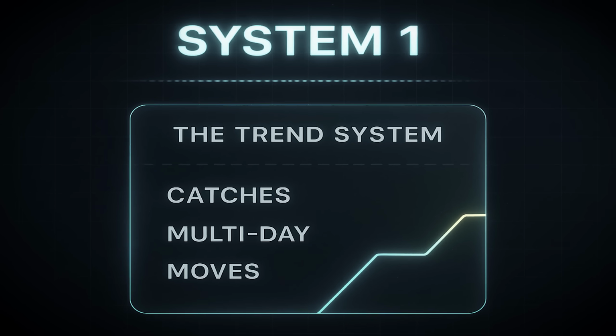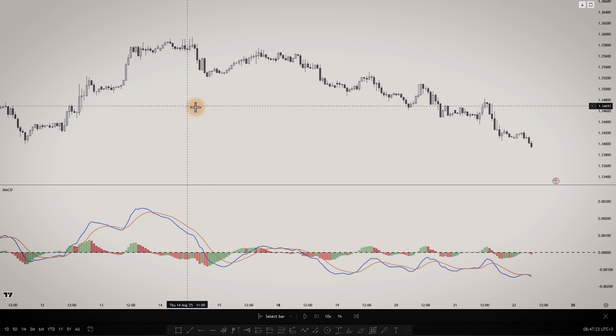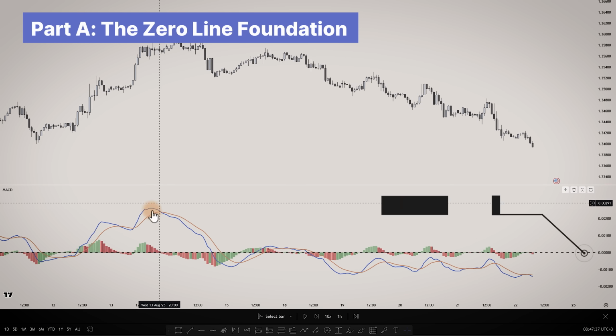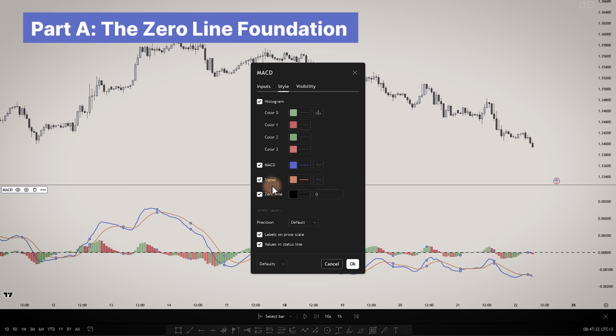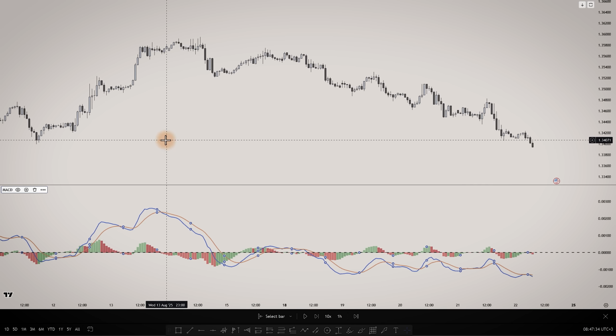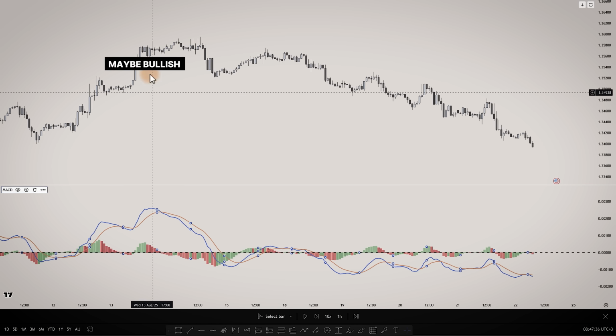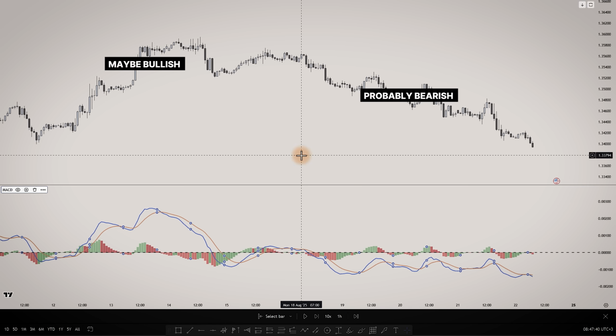The first system is the trend system. This catches the big moves that run for days or weeks. The 0 line is your trend compass. Everything starts here. Here's what most traders see. MACD above 0, so they think maybe bullish. MACD below 0, so they think probably bearish.